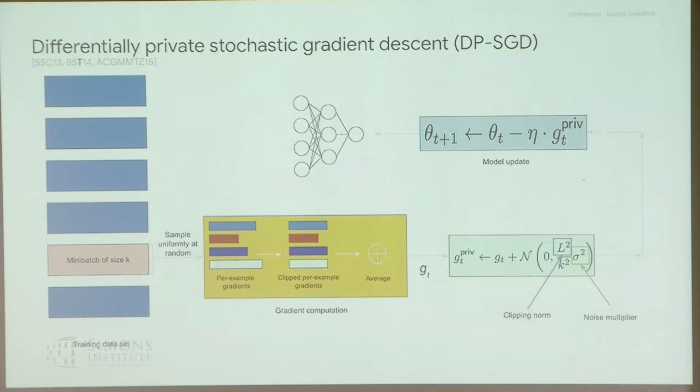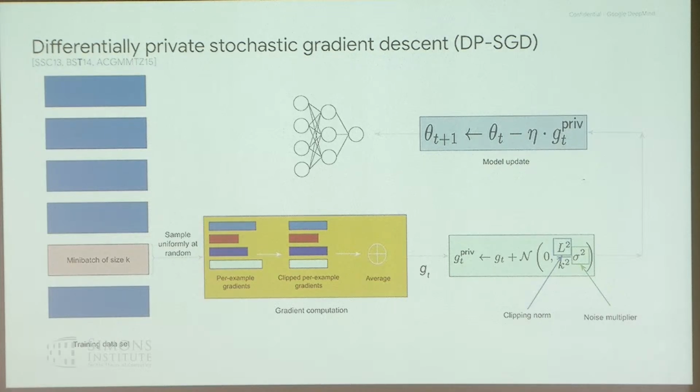Okay. So there is this algorithm called DP-SGD, differentially private stochastic gradient descent. This has been studied by at least three papers, and is one of the most widely used algorithms for training models with differential privacy. The idea is that you have a set of data, and you sample a mini-batch of size k uniformly at random, compute the gradients on each of the data points in that mini-batch, clip the gradients, average them, and add some Gaussian noise. Once this average gradient has had noise added, you just do the standard SGD update. That's it. There are parameters called clipping norms and noise multipliers.